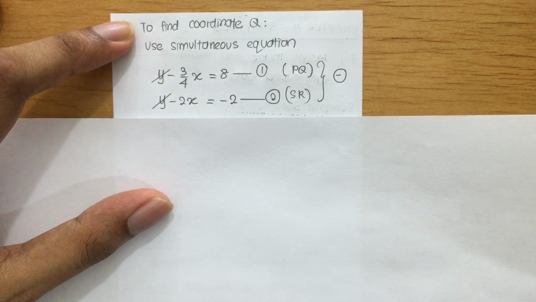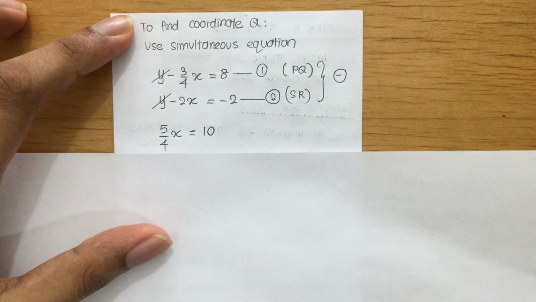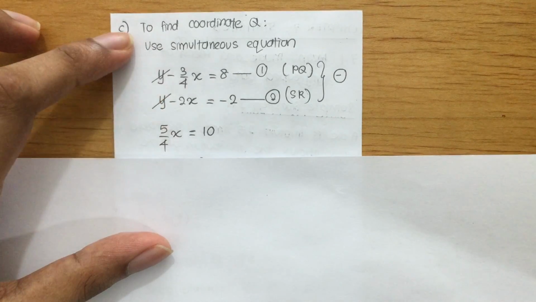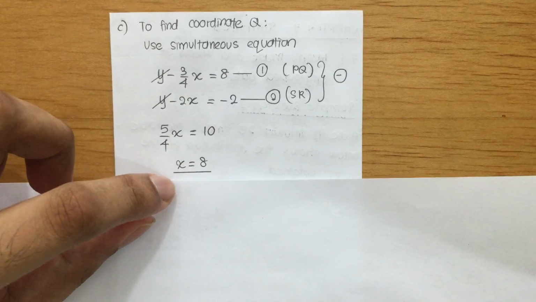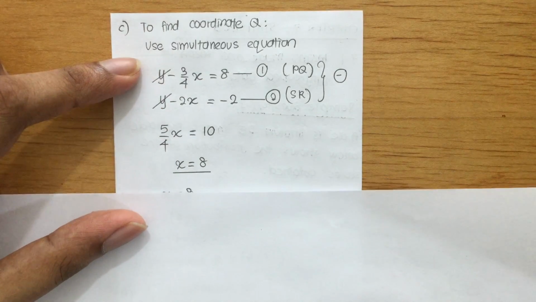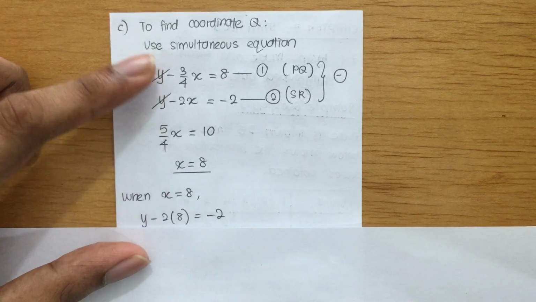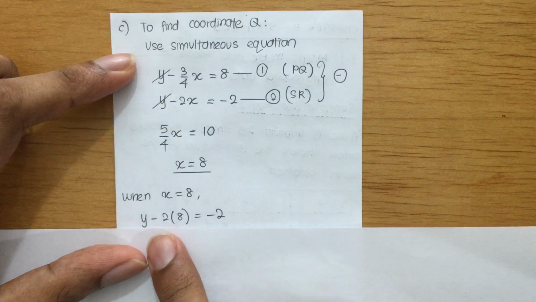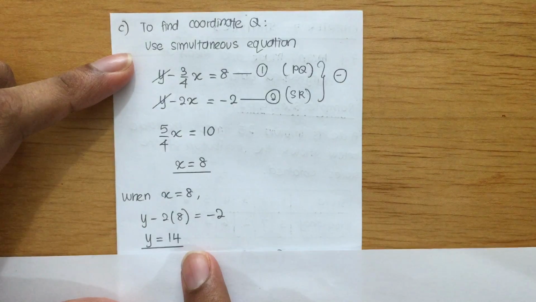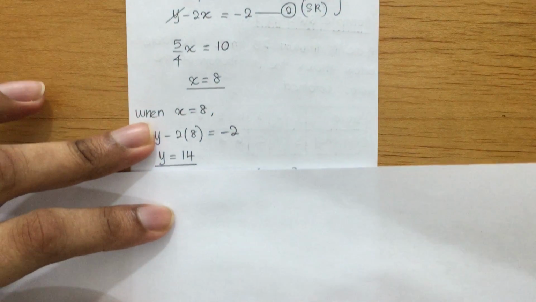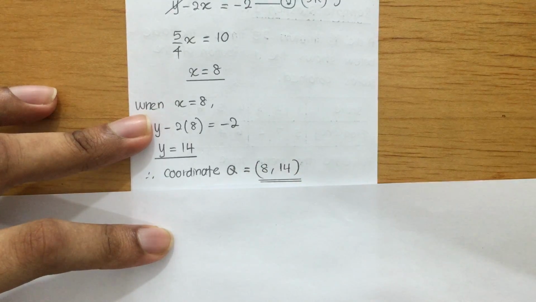And then for the next step, you compare your x and the number at the right hand side. So 5 over 4 x equals 10, and therefore you get x equals 8. Once you get your x value, you can substitute it into either one of the equations. In this case, when x equals 8, I choose to substitute into equation 2. You can also substitute into equation 1, you'll still get back the same answer. y minus 2 in a bracket 8 equals negative 2. So you'll get y equals 14. Alright. And therefore, your answer for coordinate Q is (8, 14). So this is your answer for coordinate Q, guys.